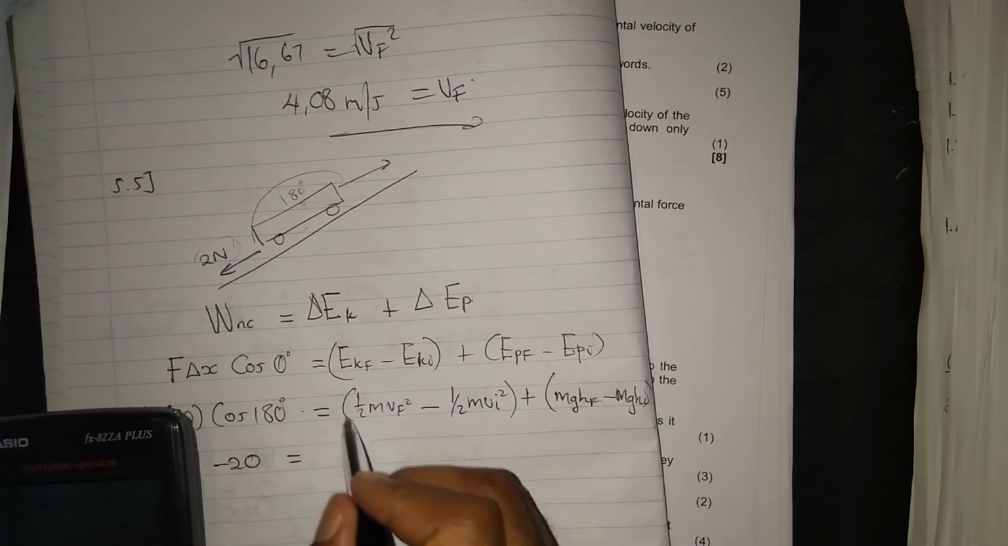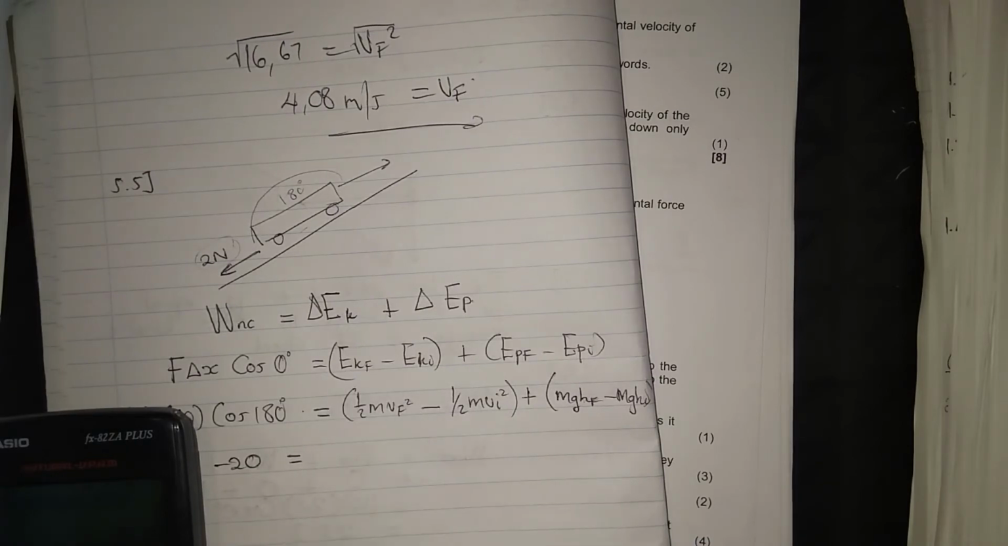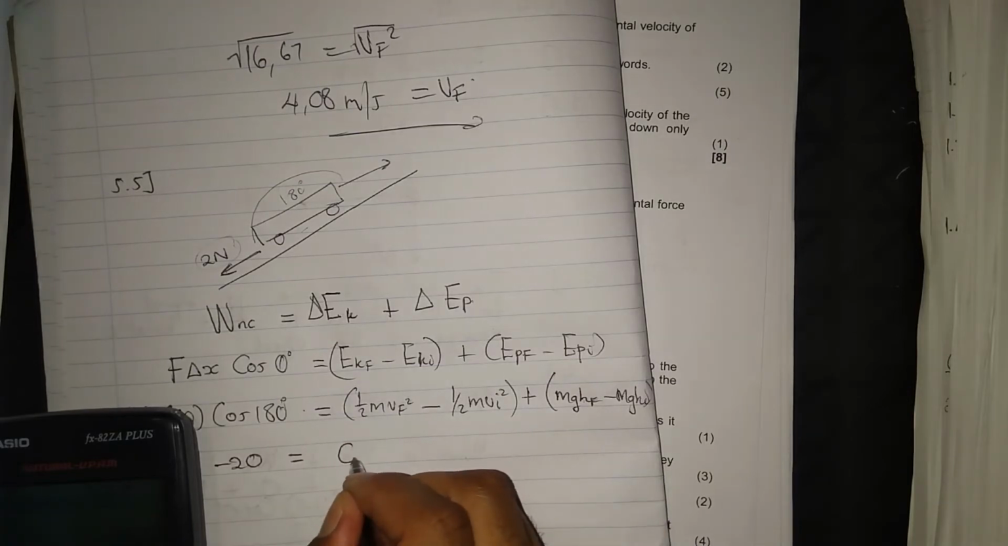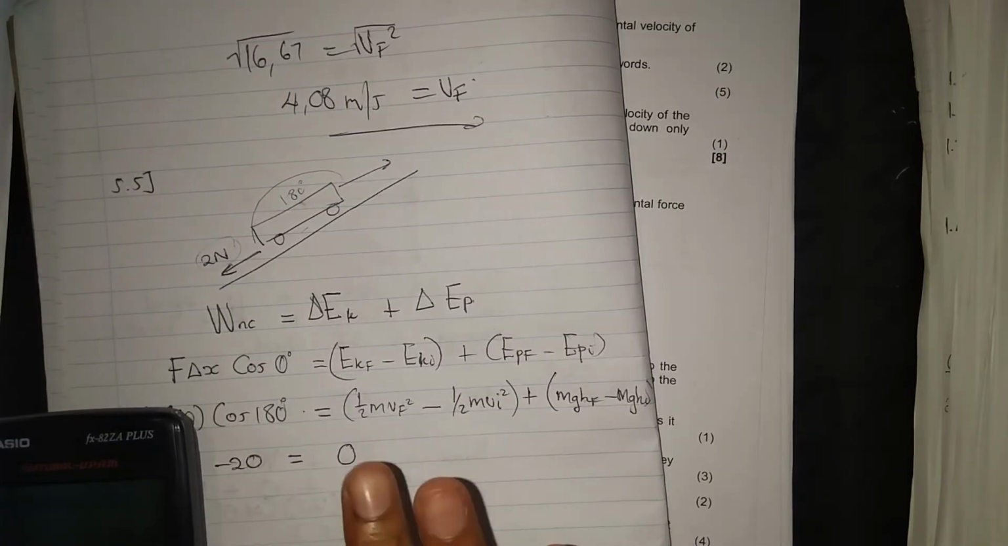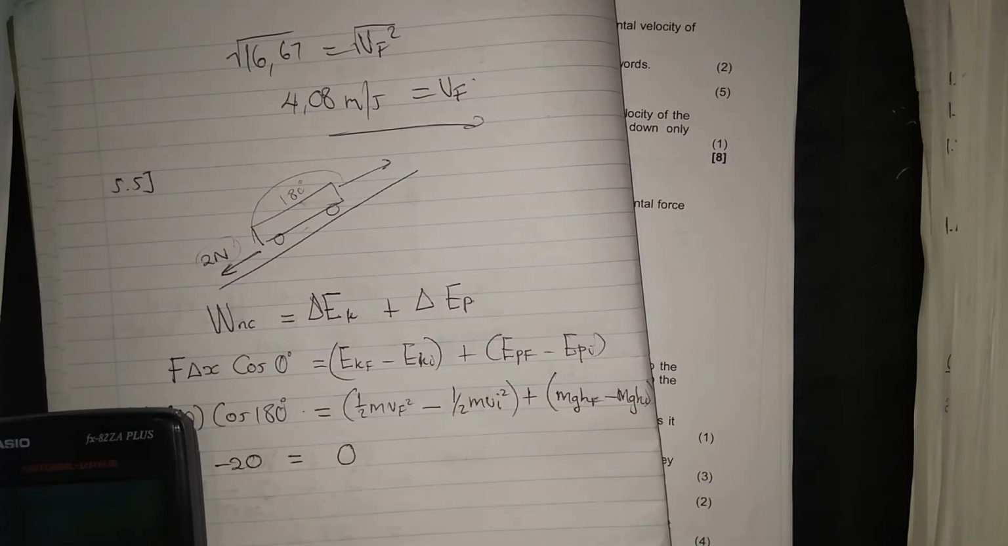And so the trolley reaches the maximum height. So the final kinetic energy at point Q is about 0, because it is stationary.